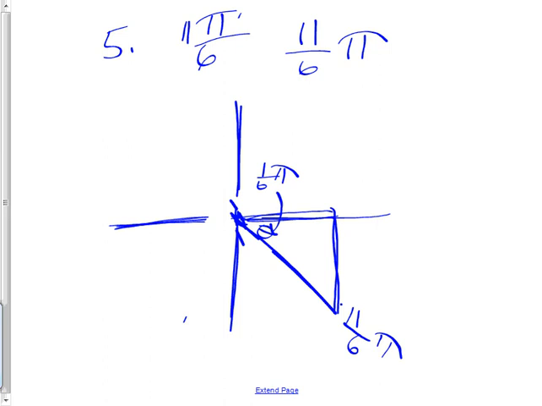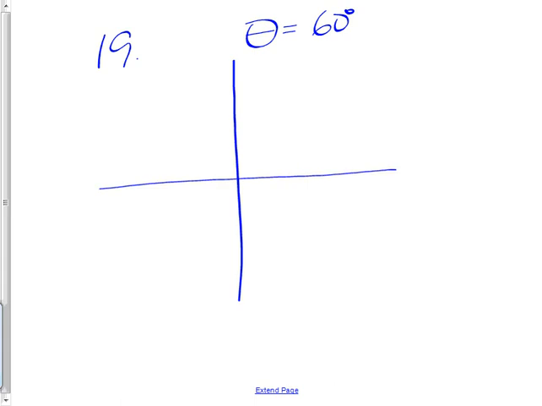Okay, let's do some that have degrees. Everybody look at number 19. Number 19 on your homework. Theta is 60 degrees. The last ones were just the ones down the middle. 23, 20, 26. Anyway, okay, moving on. We're doing number 19 now. 60 degrees. Where is that? Well, I know where that is. 60 is about here.